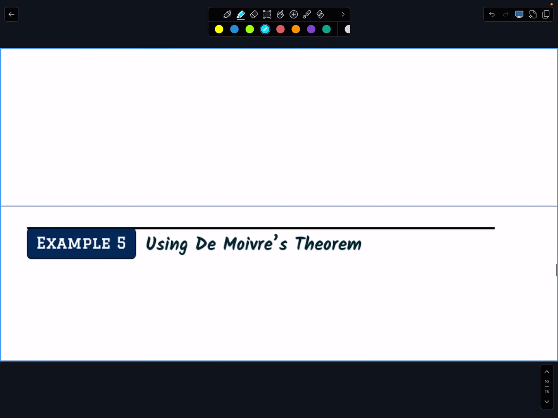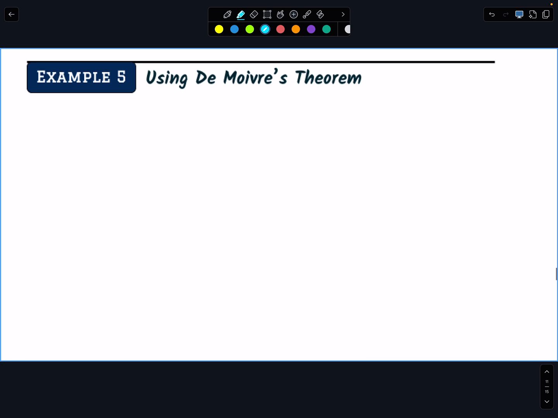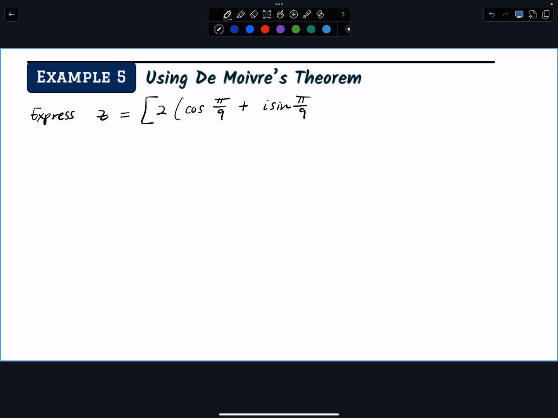So let's go ahead and put this into action. If I'm given this complex number, express z is equal to 2 times cosine of pi over 9 plus i sine of pi over 9, cubed, in exponential form and in rectangular form.